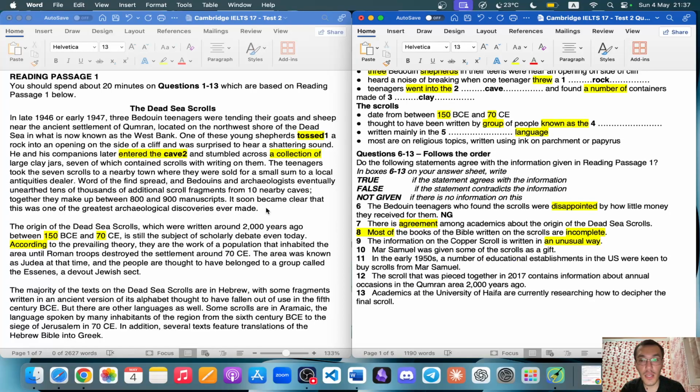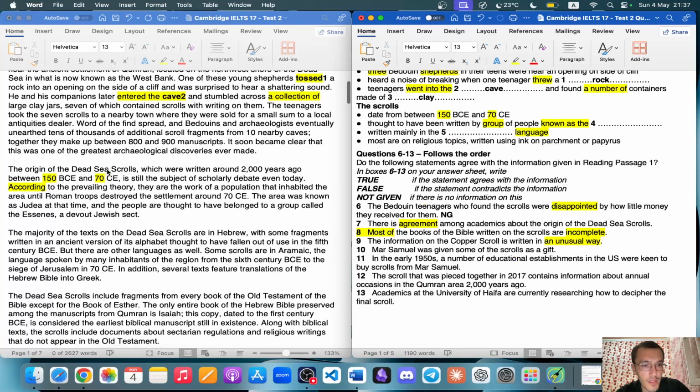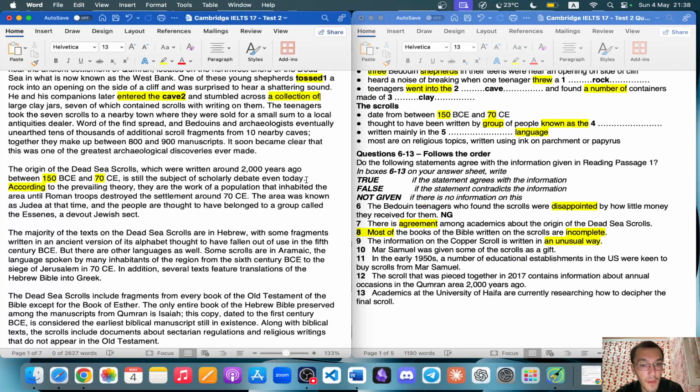There is agreement among academics about the origin of the Dead Sea Scrolls. We don't know that yet, so we're going to continue with it. Word of the find spread, and Bedouins and archaeologists eventually unearthed thousands of fragments. Together they make up between 800 and 900 manuscripts. It soon became clear that this was one of the greatest archaeological discoveries ever made. The origin of the Dead Sea Scrolls, which were written around 2000 years ago between 150 BCE and 70 CE, is still the subject of scholarly debate even today.